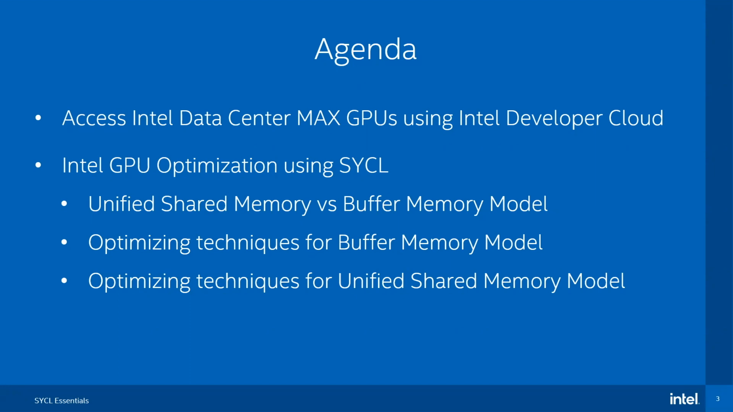If you have access to the Aurora cluster, you can also access that and run the same test code, because we will be accessing all the workshop material from public GitHub, so you can use any cloud. Right? So onto the focus topic, Intel GPU optimization using SYCL. We will start off by covering unified shared memory versus buffer memory model, and then do a deep dive on each one of the memory models, mainly looking at optimizing techniques for the buffer memory model and also the optimizing techniques for the unified shared memory model.